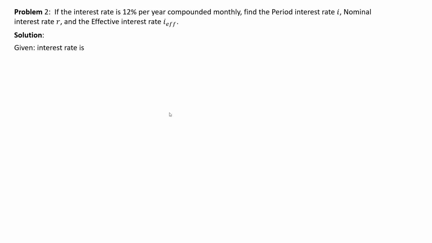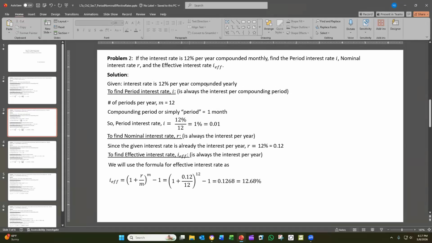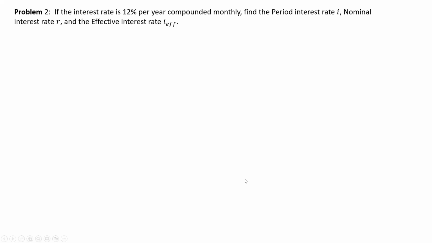Given interest rate is 12% per year compounded monthly. I need to fix this. Oh, shucks. Sorry about that. Monthly. Save. Okay. Interest rate is 12% per year, compounded monthly.